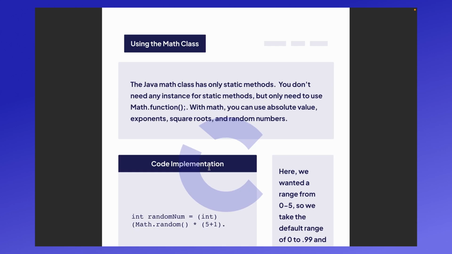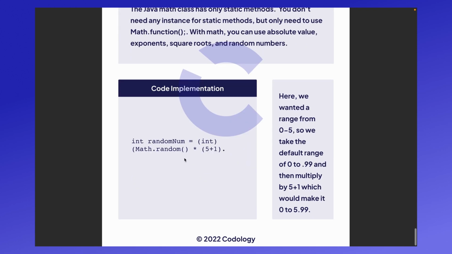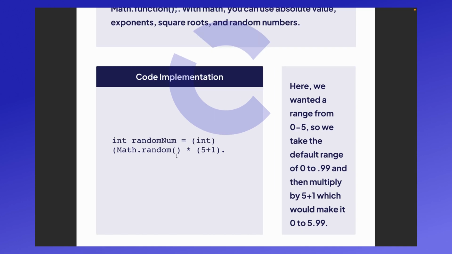Java also has Math class methods. These are static, meaning the object does not have to be instantiated for the methods to be used. You can just automatically use them. So here we have int randomNum. Math.random will return a value from 0 to 0.99, and then it's being multiplied by 6. So therefore, you'll get a range from 0 to 5.99. However, it's being cast to an int, so therefore, it'll only return whole numbers.